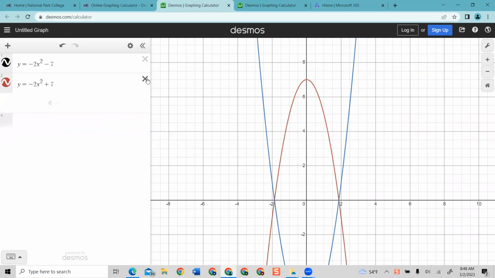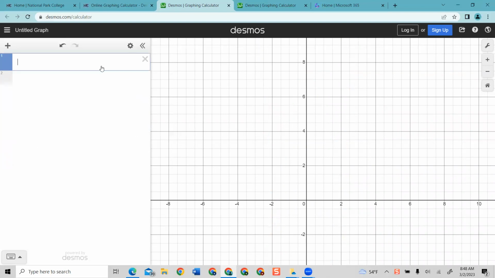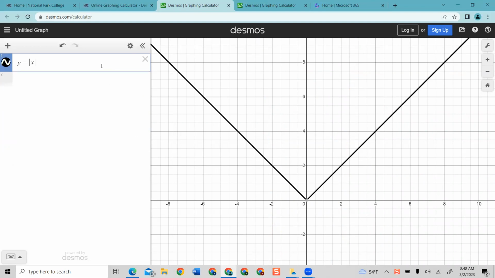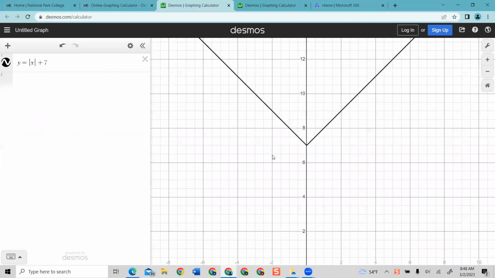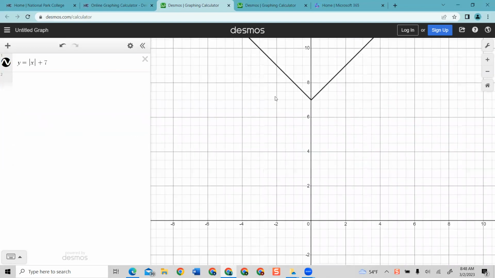Let's talk about if we had an absolute value. I'm going to type in y equals absolute value of x plus 7. There you go. There's your absolute value. Okay, so that was pretty easy.